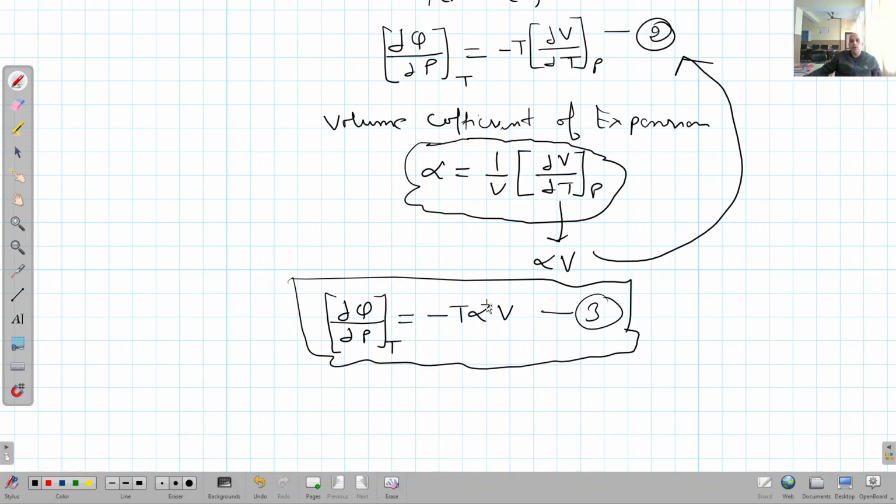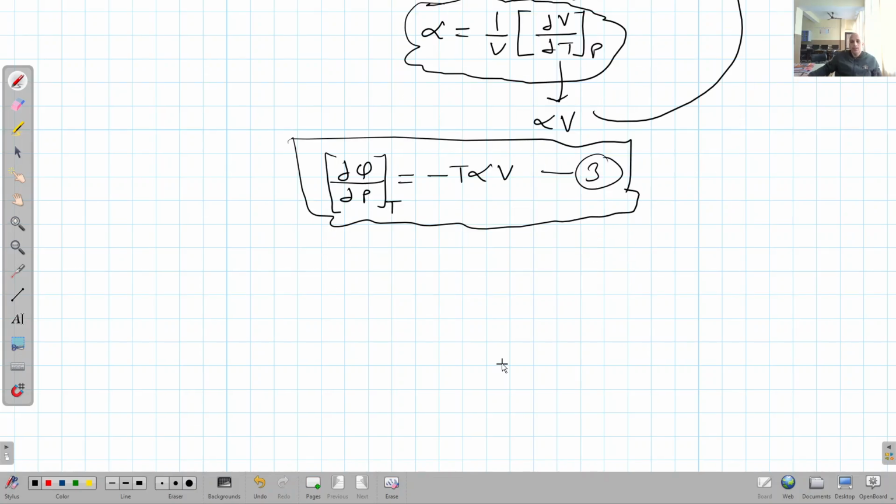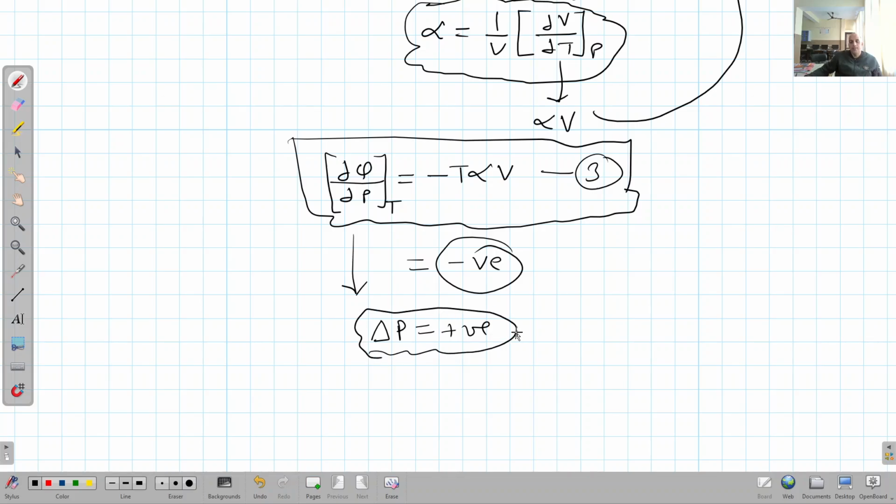Now alpha is what? Volume coefficient of expansion. So if alpha is positive, it means the material expands on heating. So in that situation, the right hand side of equation 3 is negative. So what does it mean? If this is to be negative, then what is the requirement? The requirement is if delta P, or we can say ∂P, is positive, means pressure on the material increases, then delta Q, ∂Q, should be negative.